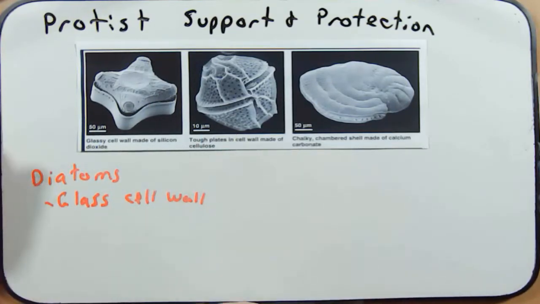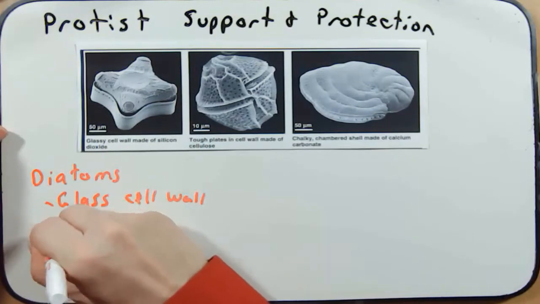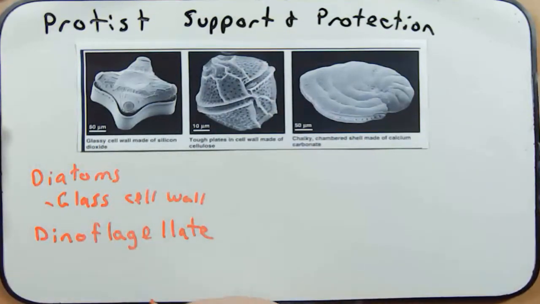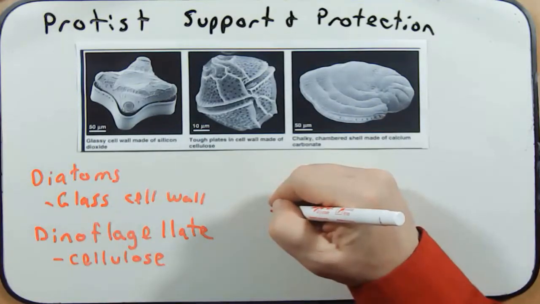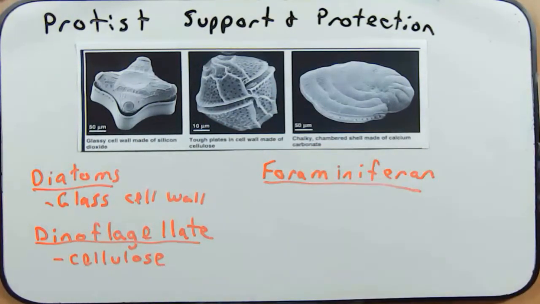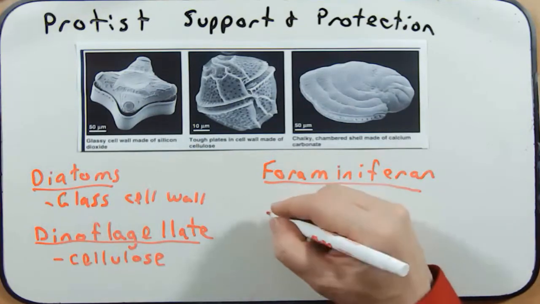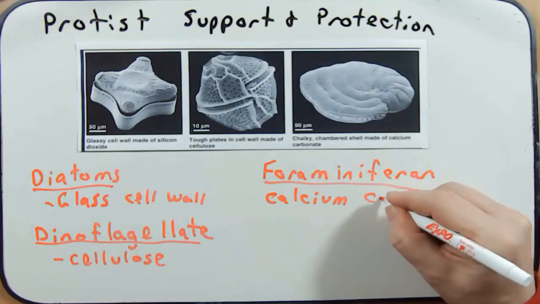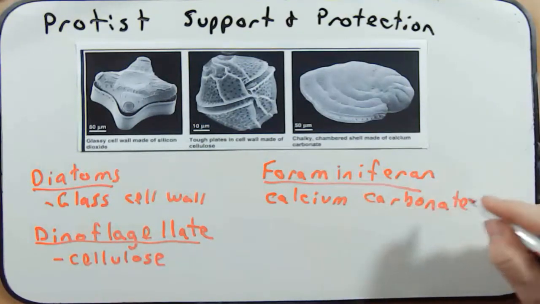This middle one here is a dinoflagellate. And its outer cell wall here is made of cellulose. Cellulose is a type of carbohydrate that is very long and very extensive and contains many connected glucose molecules. Another example includes the foraminifera. And it doesn't have a glass wall or a cellulose wall, but rather it has a wall that is made of calcium carbonate. It's much like a shell.